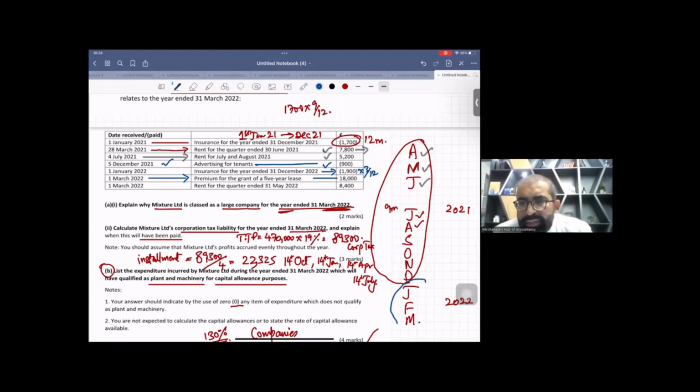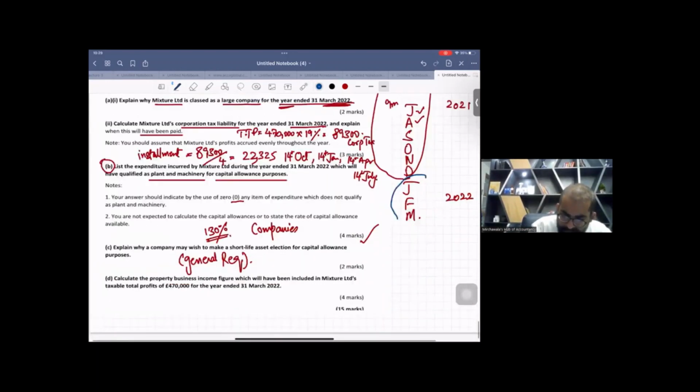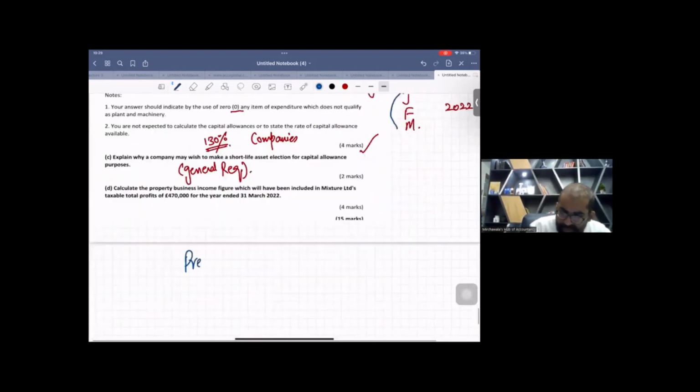18,000 is the premium received less 2% into n-1. Remember this? So how will you do it? You will do it like this. Just premium received, 18,000, less 2% into 5 minus 1 multiplied by the premium.